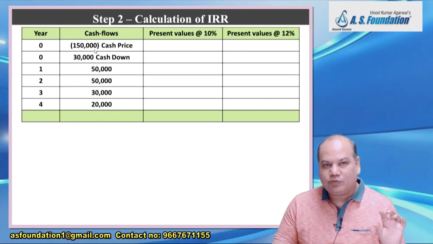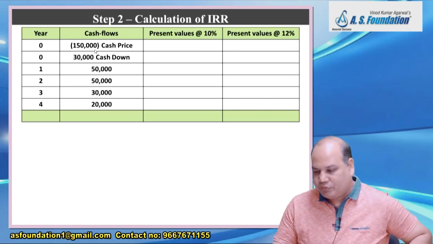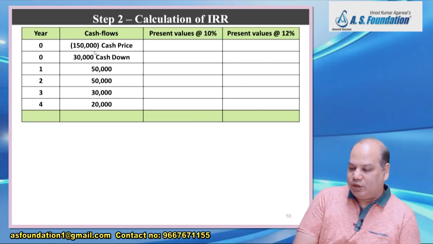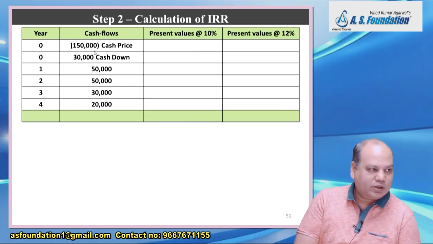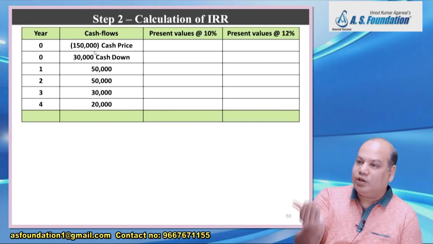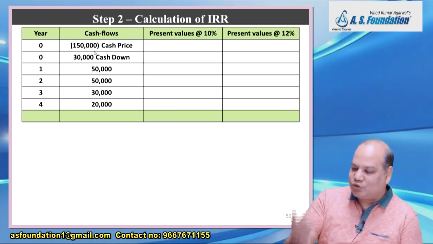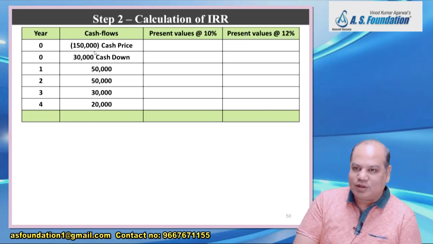Look at the question from the vendor's point of view. Vendor will give you an asset of 1,50,000 and then vendor will receive cash down from you, 30,000. Then he will receive installments 50, 50, 30 and 20,000. Right.